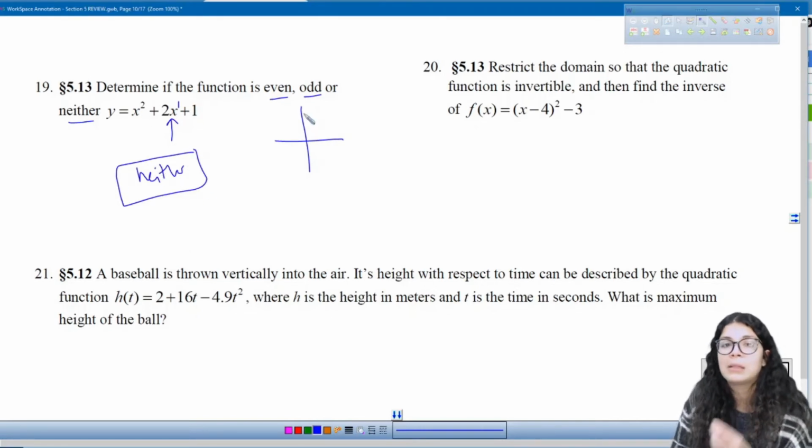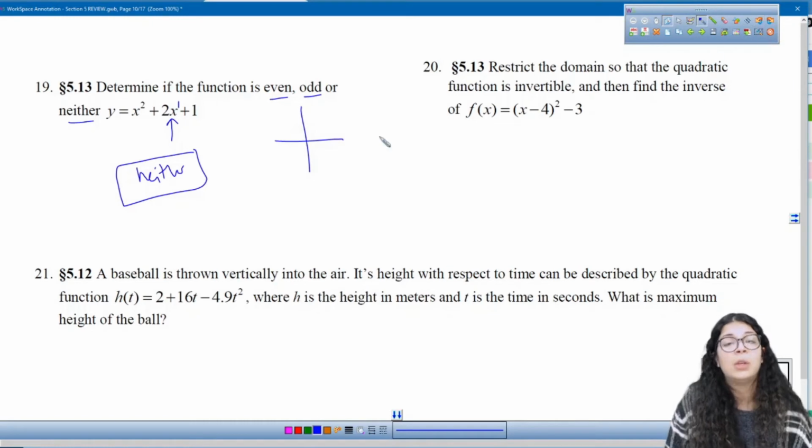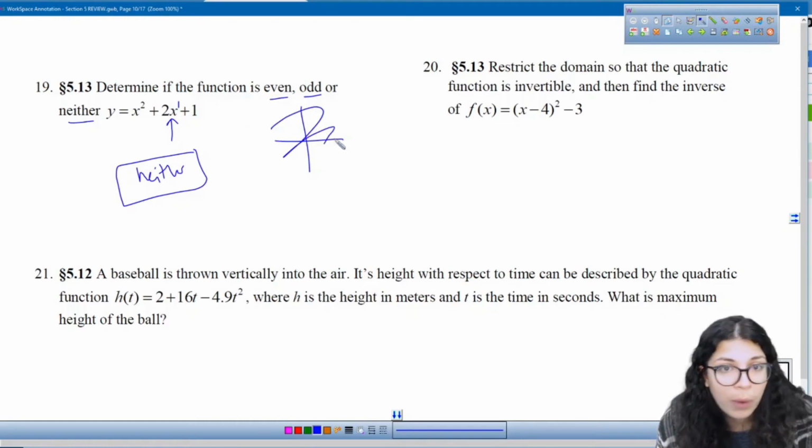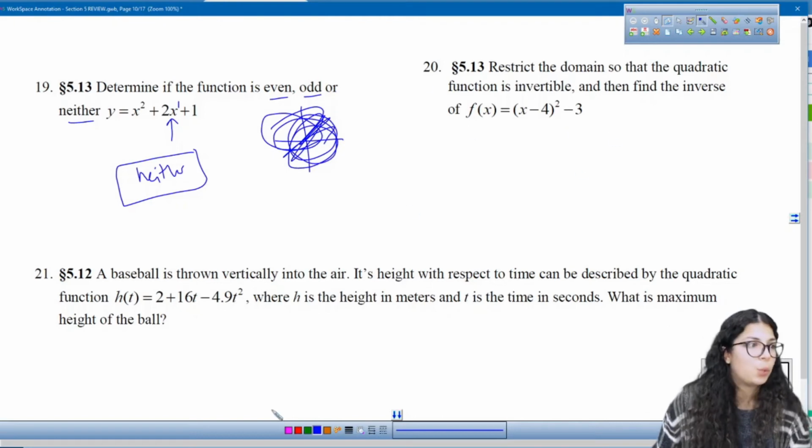The parabola has to be on the y-axis in order for it to have y-axis symmetry, and this is not on the y-axis because I have a b value, so it is neither, okay? All right, so let's go ahead and move on to number 20.